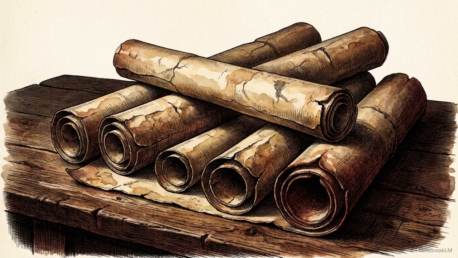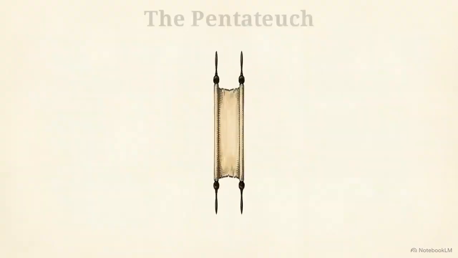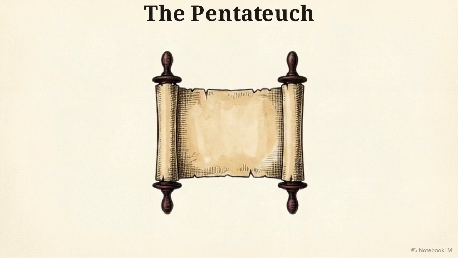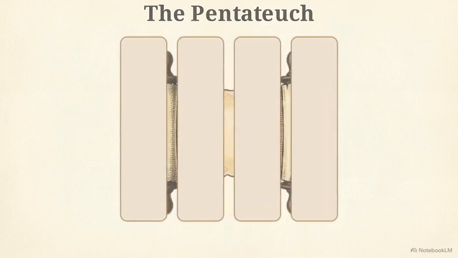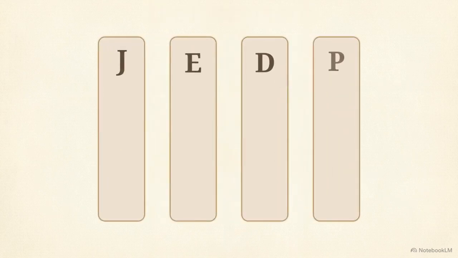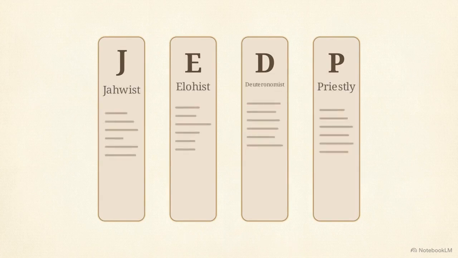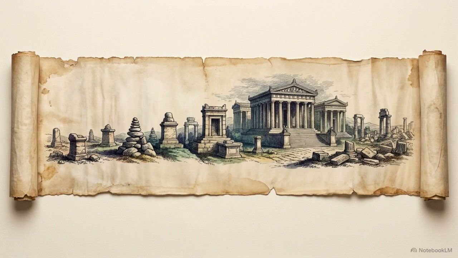For over a century, the dominant framework for explaining the origins of the first 5 books of the Bible has been the documentary hypothesis. This hypothesis divides the Pentateuch into 4 distinct literary sources, identified by the letters J, E, D, and P, representing the Jahwist, Elohist, Deuteronomist, and priestly texts. Various scholars propose that these literary sources were compiled over many centuries, reflecting an evolutionary timeline of ancient Israelite religion.